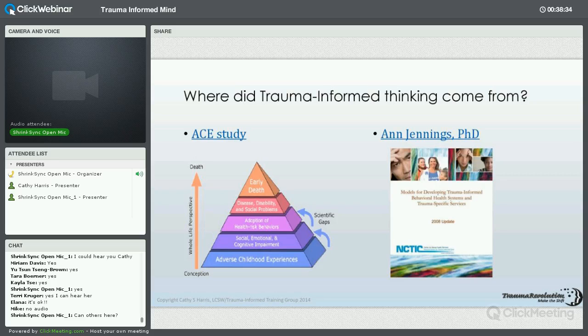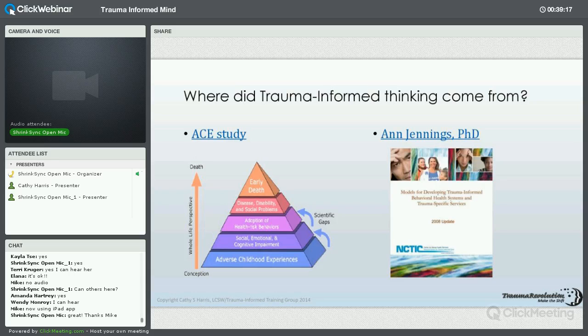And she's been working for over 27 years to spread the word about the effects of trauma on people in all kinds of human service settings. And so this is an updated version of this Models for Developing Trauma-Informed Behavioral Health Systems and Trauma-Specific Services. It's an outline of various treatment models and statistics. It's just chock full of all kinds of good information. You can go online and download this PDF. But I think the original one was a couple or 3 years earlier than this.